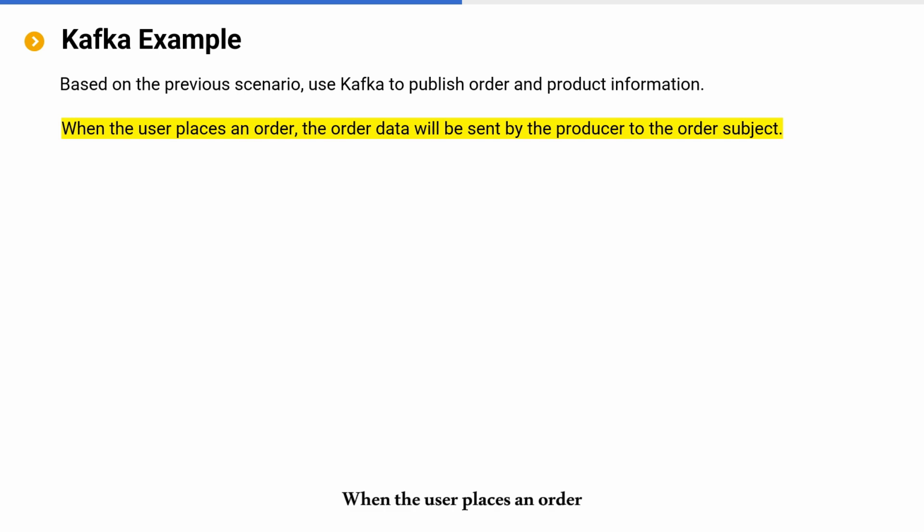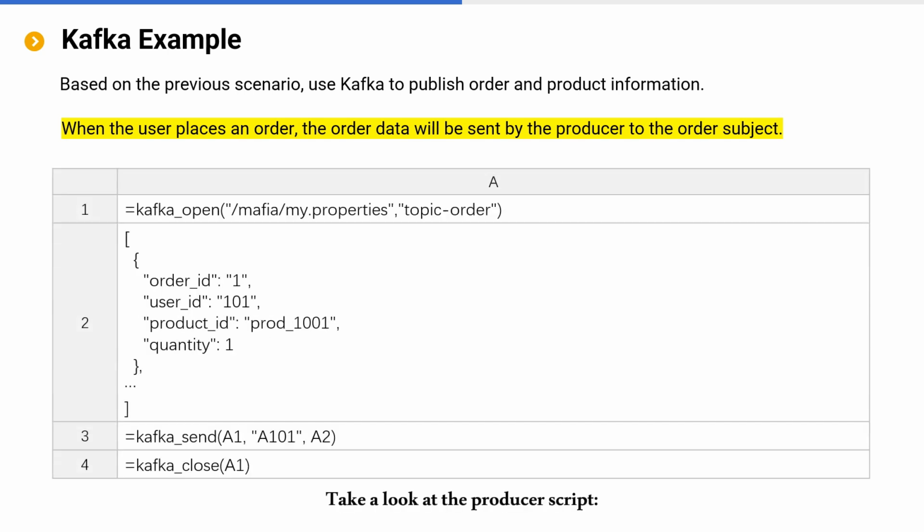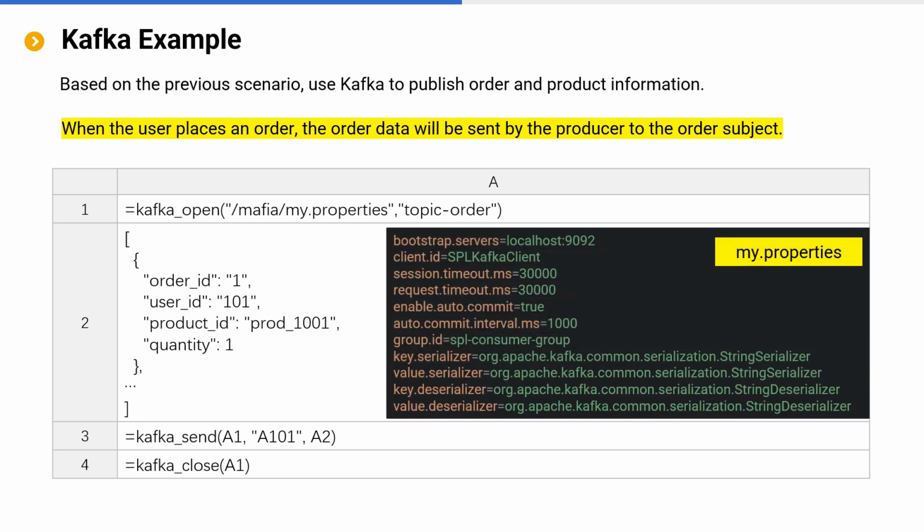When the user places an order, the order data will be sent to the order subject by the producer. Take a look at the producer script. A1 connects to the Kafka server, and the content of the property file my.properties is as follows. A2 is the order data to be sent, which is typically received from a transmitting program. We write it directly here. A3 sends the order data, and A4 closes the connection.